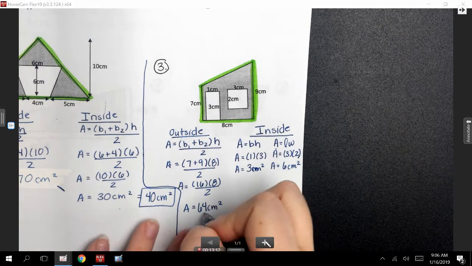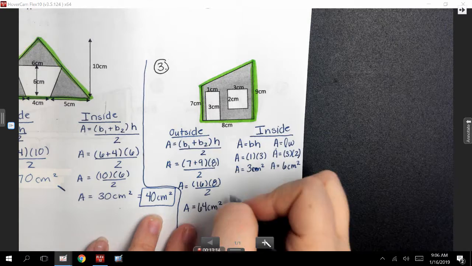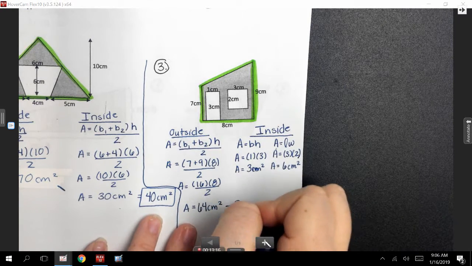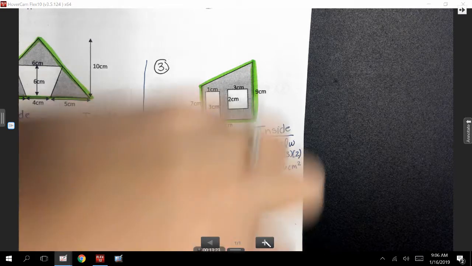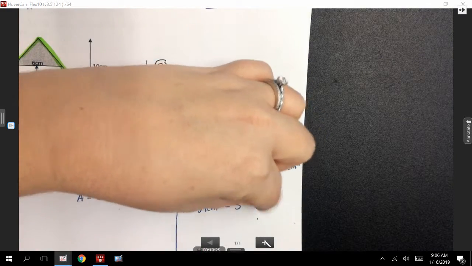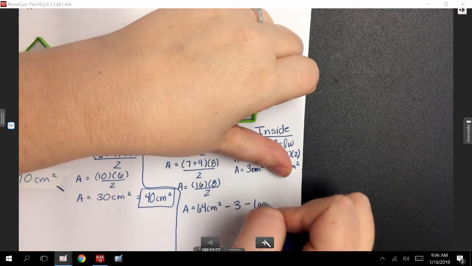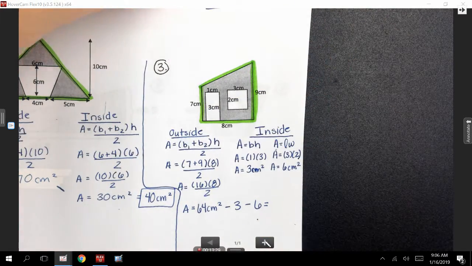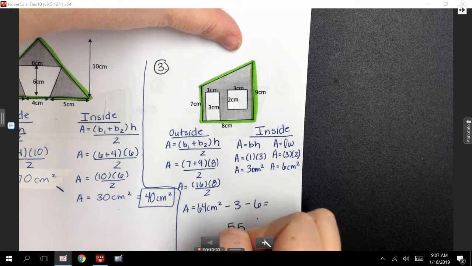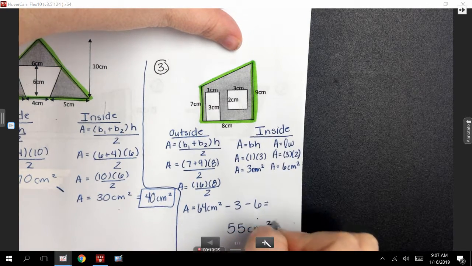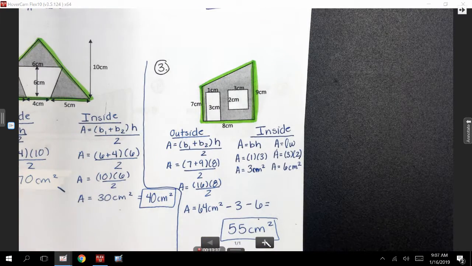What I prefer to do is just do, okay, 64 is my outside, right? Minus 3 minus 6. Because I'm just going to take away both of those from the inside. Again, if you want to just take away 9 from putting those together, you can. All right, but when I subtract that, what do I get as my final answer for number 3? Luke? 55 centimeters squared. All right, so there's my final answer.